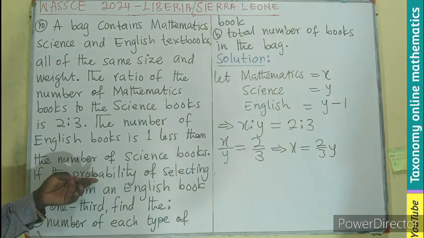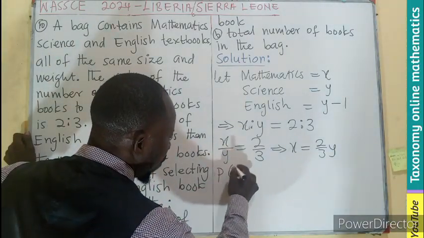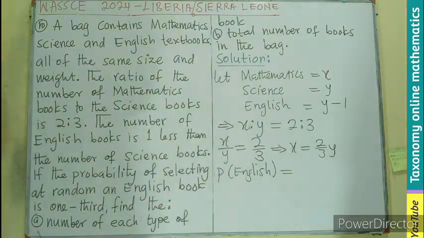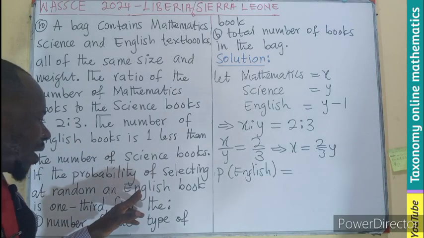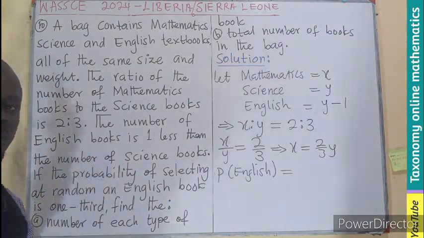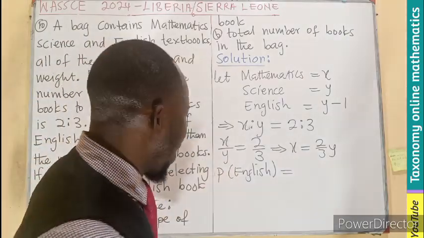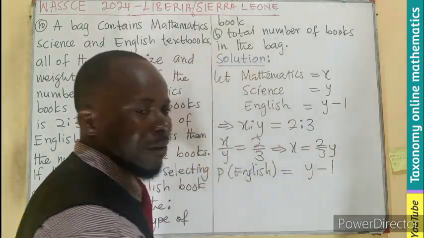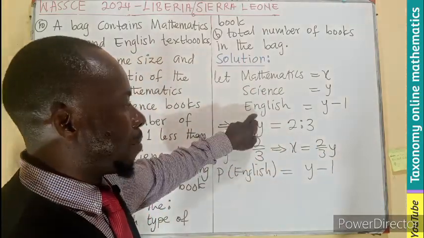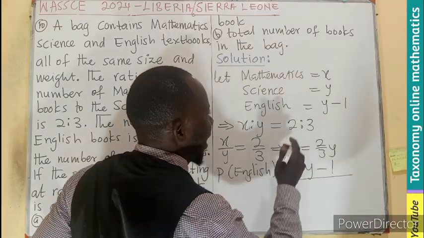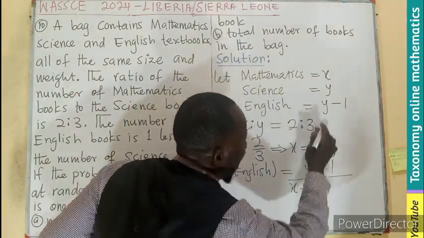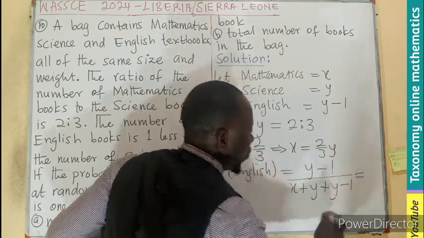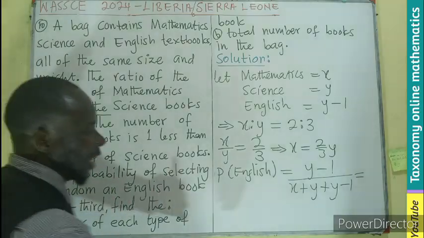Let's equate the probability. We know the probability of English is given to us. So the probability of English is going to be the number of English books divided by the total number of books. The number of books for English is Y minus 1, divided by the total, meaning adding all of them: X plus Y plus Y minus 1. That should be equal to the probability, which is 1/3.